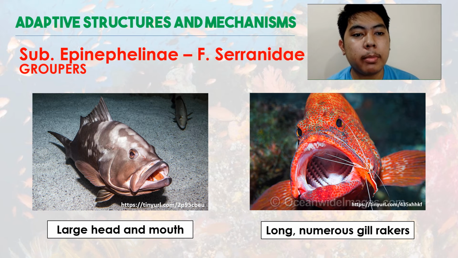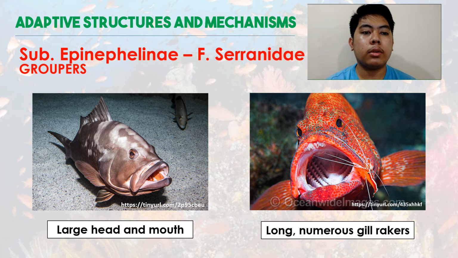In subfamily Epinephelinae of family Serranidae or the groupers, the first adaptive mechanism or structure is that they have a large head and mouth. Groupers are mostly ambush predators blending in the environment while waiting for their prey. Having a large head and mouth enables them to draw in a large amount of water, dragging their prey into its mouth in less than a second.